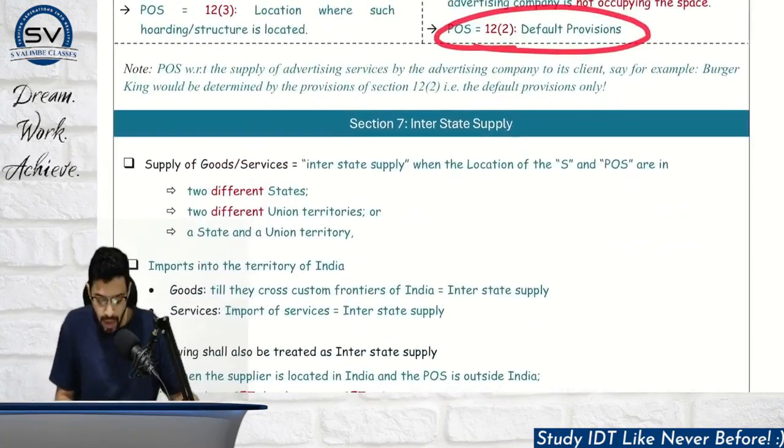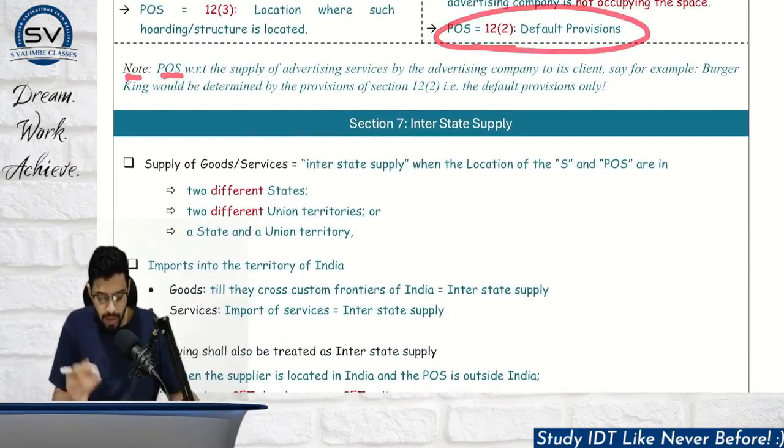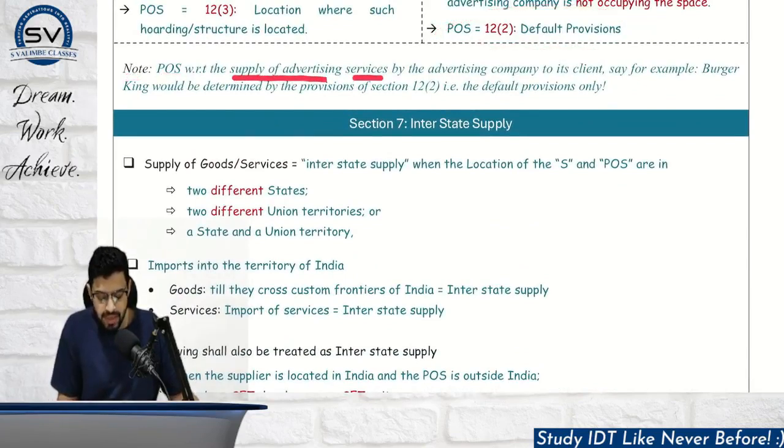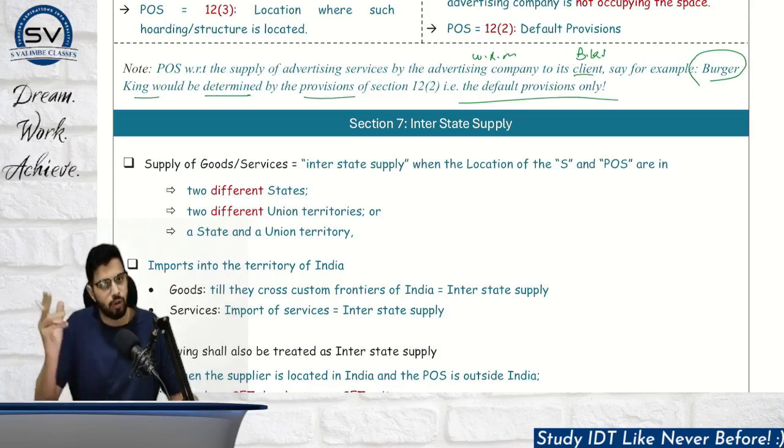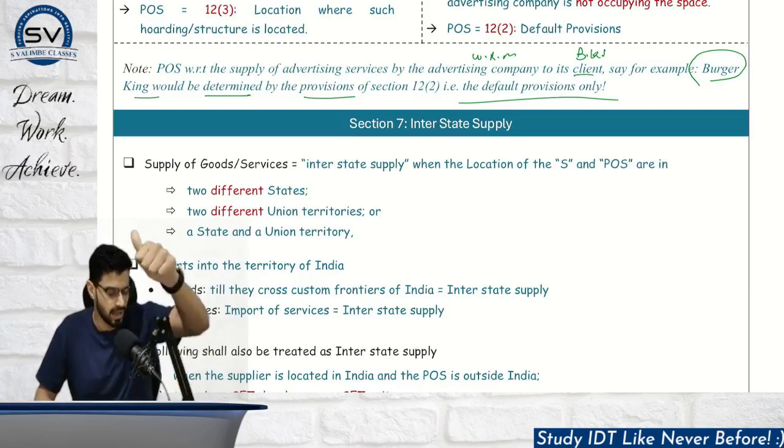Place of supply, I have clarified this. The place of supply with respect to supply of advertising services by the advertising company, that is WRM, to its client, let's say Burger King, would be determined by the provisions of 12.2 only, that are your default provisions. I hope this concept is absolutely clear.